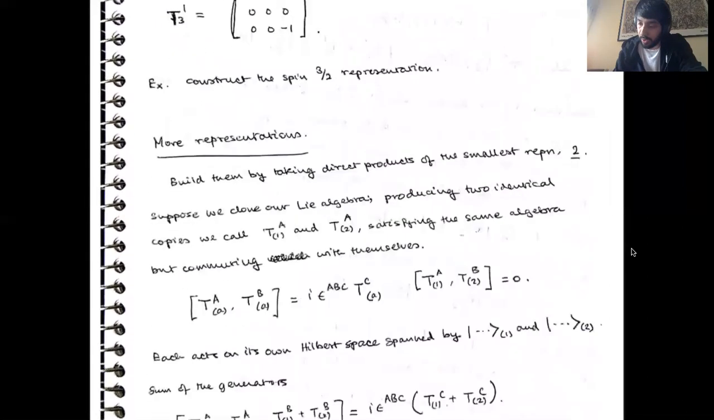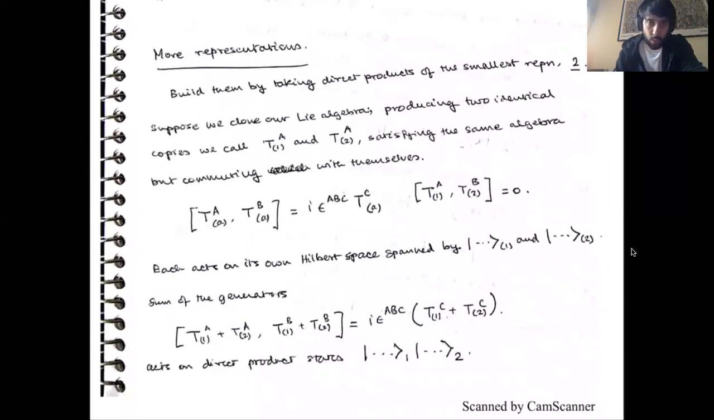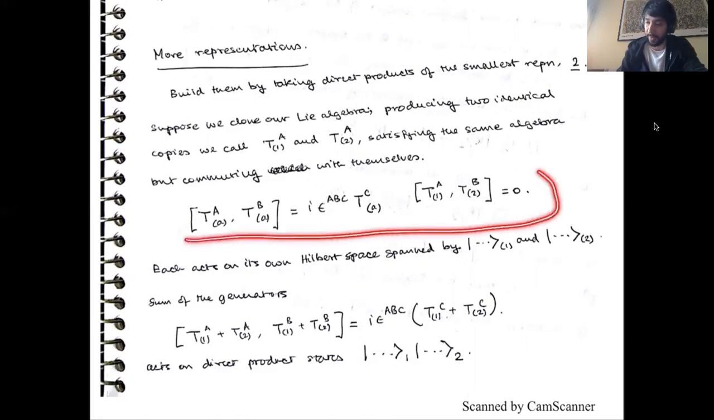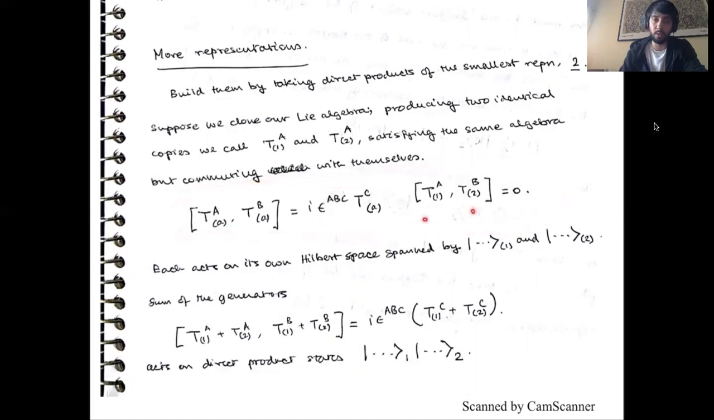So what we are going to do in this part of the lecture is build representations by taking direct products of the smallest representation, that is this 2. Let's see how to do this. Okay, so as I write here, let's clone the Lie algebra. So let's have two identical things that we call T1A and T2A that satisfy the same algebra, but T1 and T2 are going to commute amongst themselves.